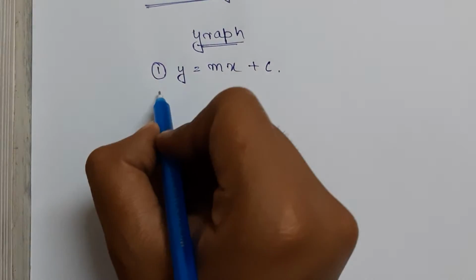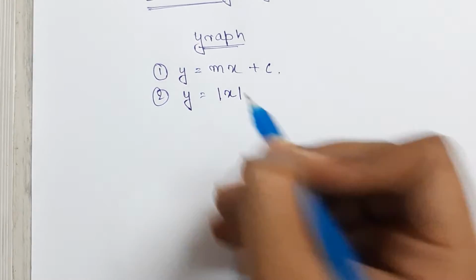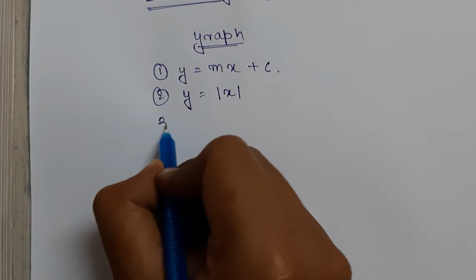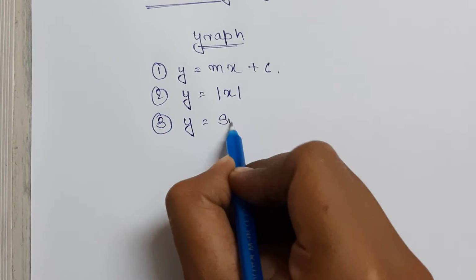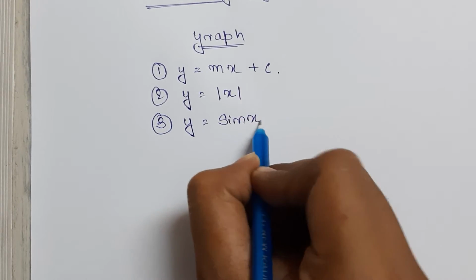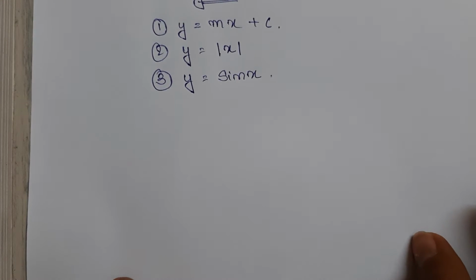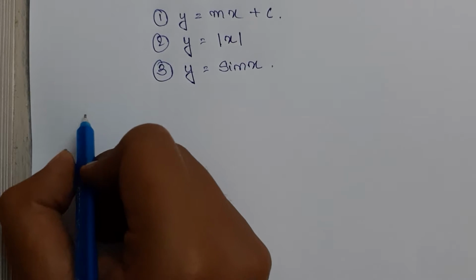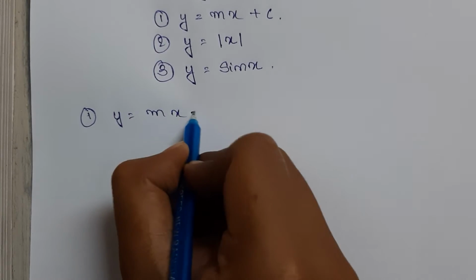Number 2, y is equal to mod of x, and number 3, y is equal to sine of x. Now we will take many variations. First let us discuss the basic graph, y is equal to mx plus c.